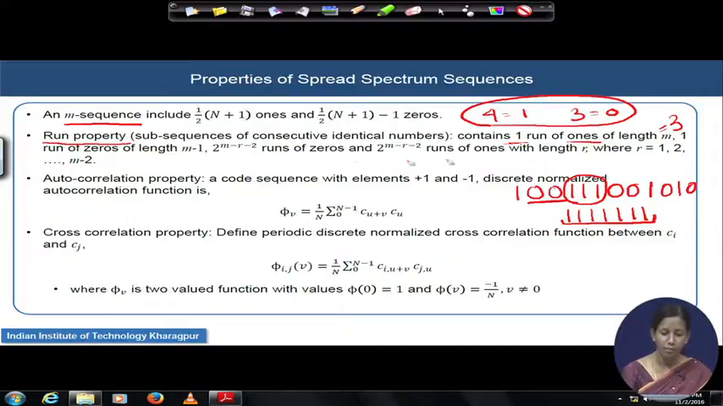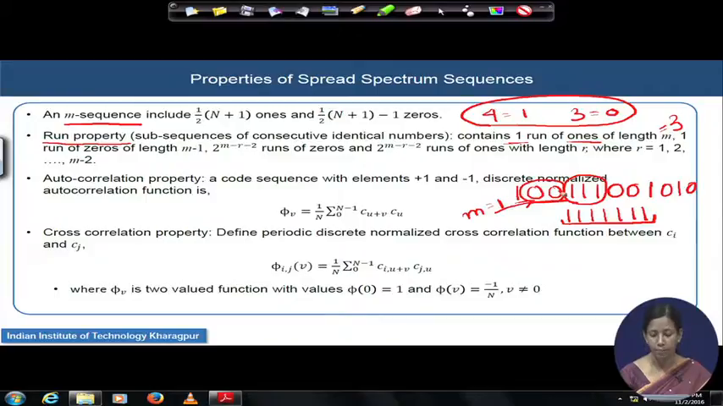Then for the zeros, there is another rule. This was a run of 1. You will find at least one run of zeros of length m minus 1. So, if m is equal to 3, I will get at least one run of zeros of length m minus 1, that is 2. That is a consecutive occurrence actually. You should not count a 0 here and then another 0 somewhere else.